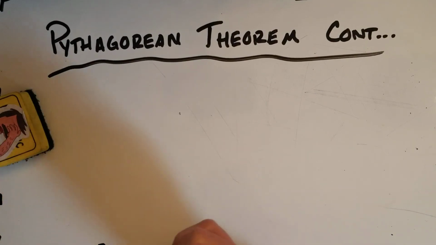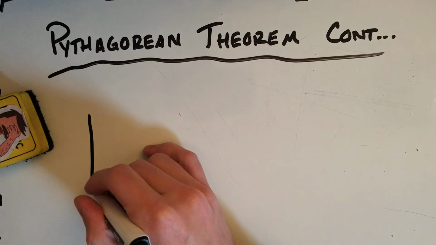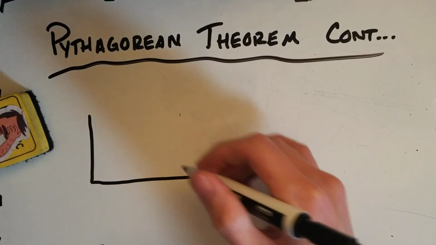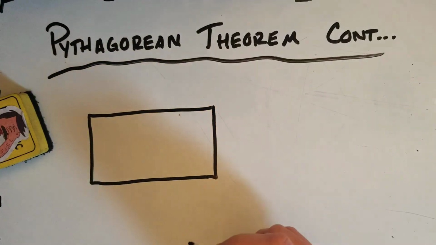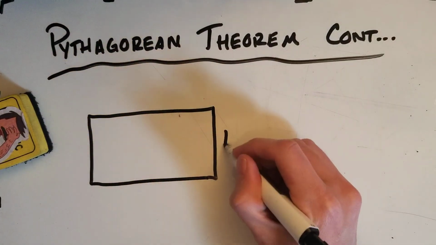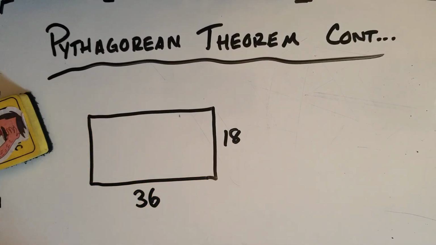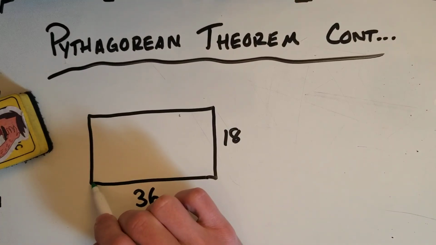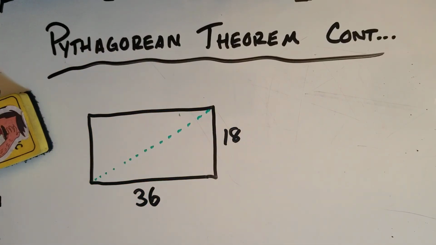So here we have Amelia. She has a garden, and we're told the measurements of her garden. It's a rectangular garden, so it looks like this. And we are told the measurements of the sides are 18 yards, so we'll call this the 18, and 36, so this would be the 36. And we want to know her distance to walk from one corner to the other. So she wants to walk, let's say, from this corner across to this corner up here.